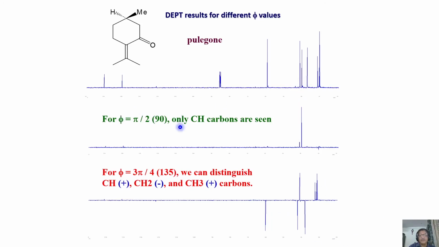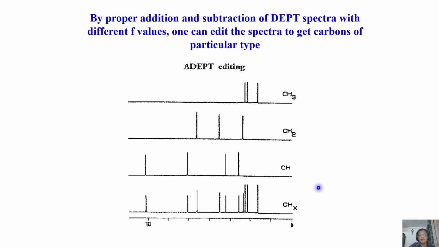You understand? Of course, when you do DEPT 90, you observe this, and in this case, you also see this, and you don't see that at all. So you also identified quaternary carbons here, which are not seen. In this one, you observed CH carbons. In this, you observed CH2 carbons. Now you can identify, using all the knowledge you gained by editing, addition or subtraction, or seeing which peak is coming in which spectrum, that leftover peaks are CH3. You can easily identify CH3 carbons. So this is a simple example. This is called editing: proper addition and subtraction of the DEPT spectra with different values.